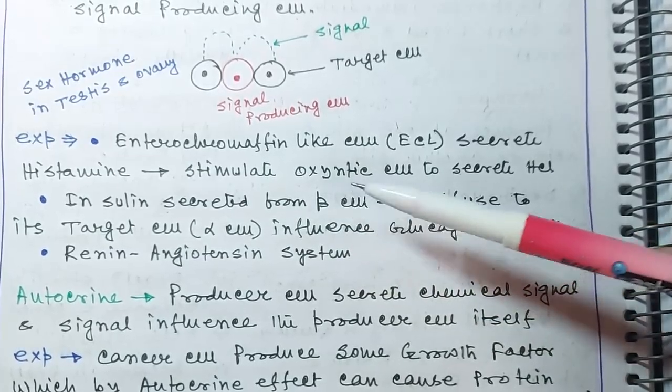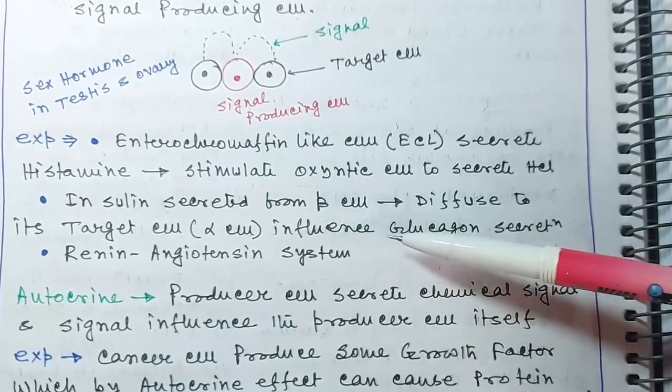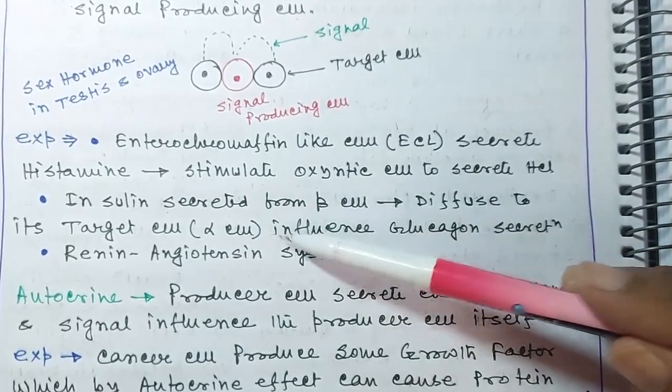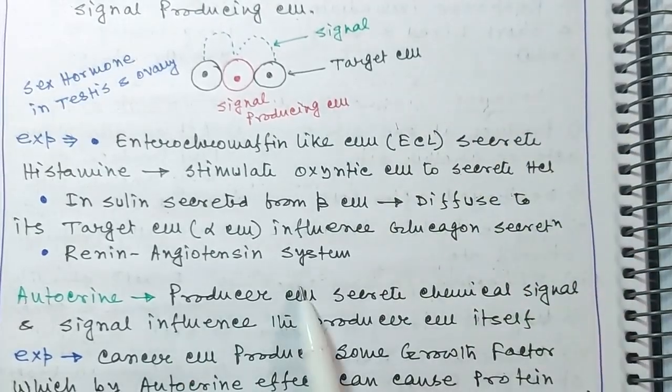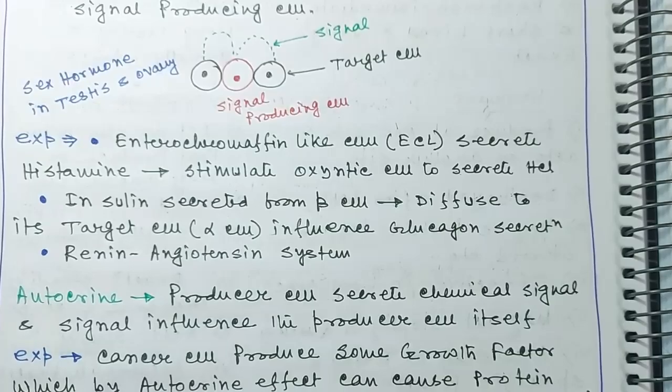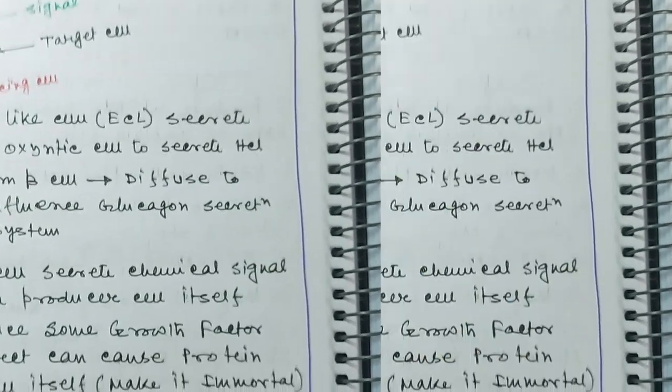Then the secretion from the beta cell, the insulin, influences the secretion of the alpha cell, that is the secretion of glucagon from the alpha cell. And also the renin angiotensin system is an excellent example of paracrine secretion.